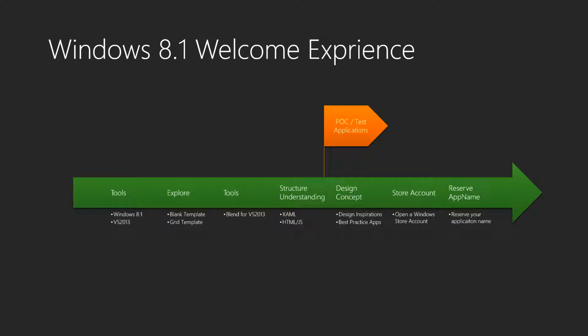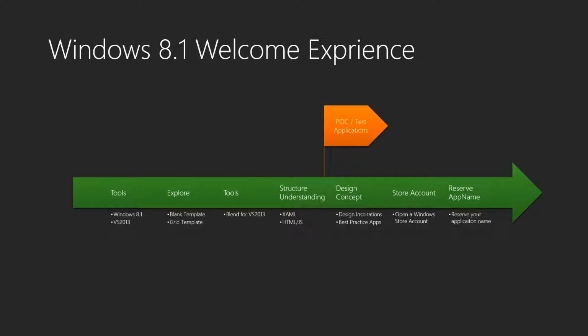Now, understanding the structure of a Windows 8 application: you can use XAML for the user interface and use either C#, C++, or VB for the model. You can also use HTML and CSS for the user interface and use JavaScript for the model. There are also design concepts we look at when we're designing Windows 8.1 and 8 applications. And there are some samples of best practice applications that you should take a look at when you're trying to design your applications.